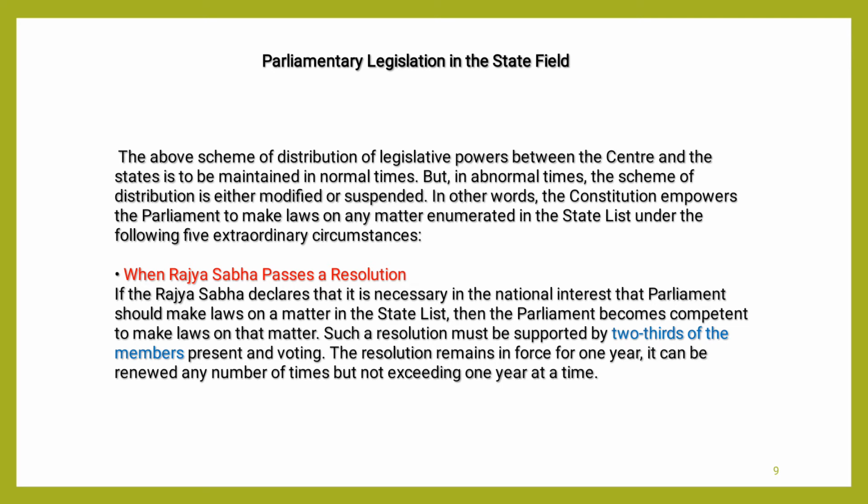So if Rajya Sabha declares that it is necessary in the national interest that Parliament should make law for a state, then Parliament automatically is authorized to make laws in that matter. And for making laws in that matter, of course, a resolution must be passed and supported by 2/3 of the members present and voting, and most importantly, it remains in force only for a year.